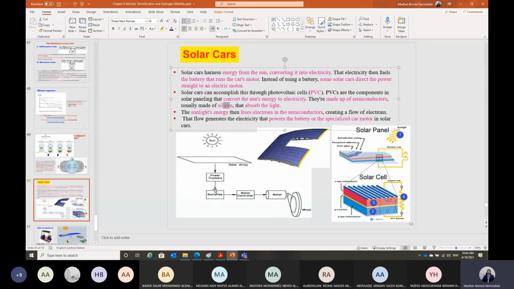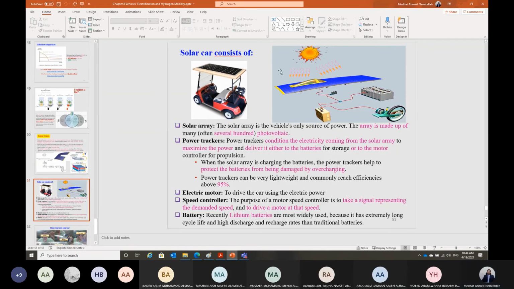protects the battery against the high voltage. It's a kind of DC controller to control the voltage coming from the photovoltaic cell, which supplies the battery with the electrical current. You can design something like this. We have some version of a small solar car, and the components are the solar array, which is the photovoltaic shield that we put above the car to receive the heat coming from the sun and convert it to electrical power.